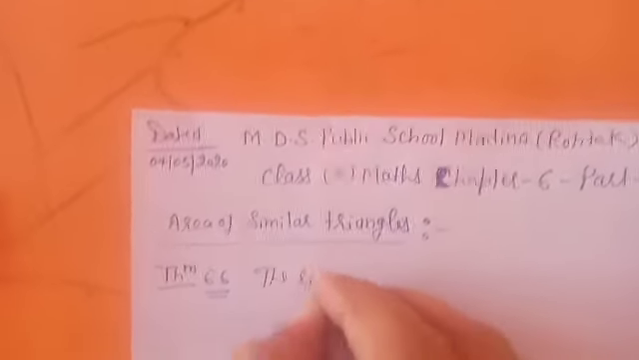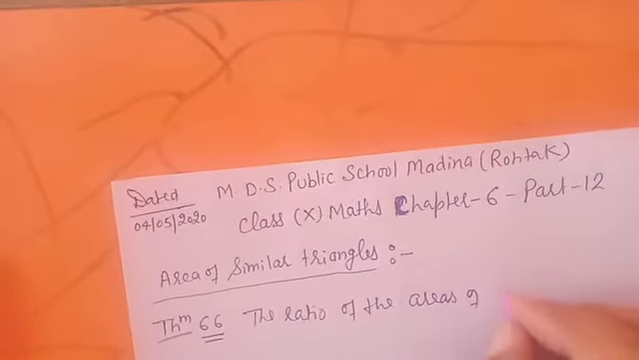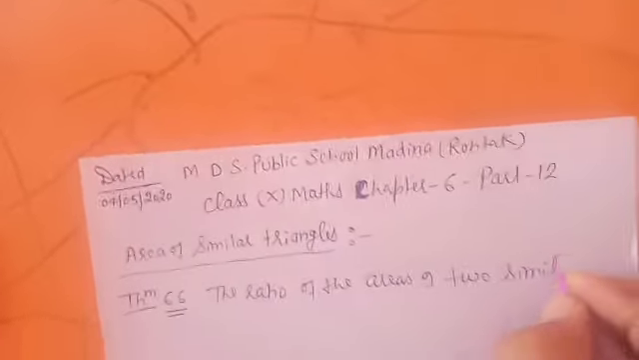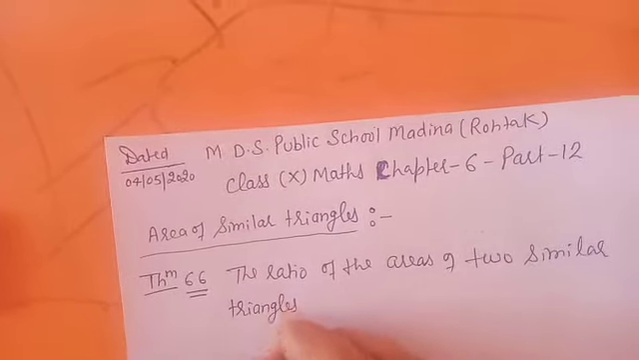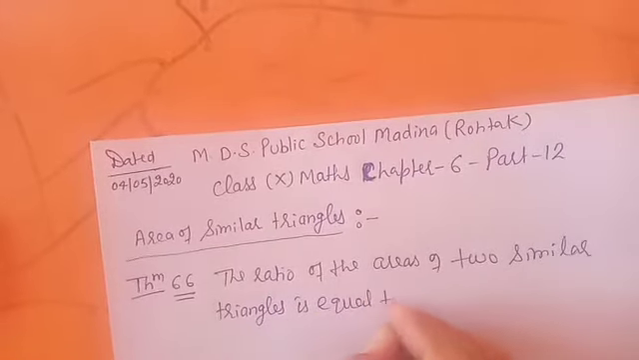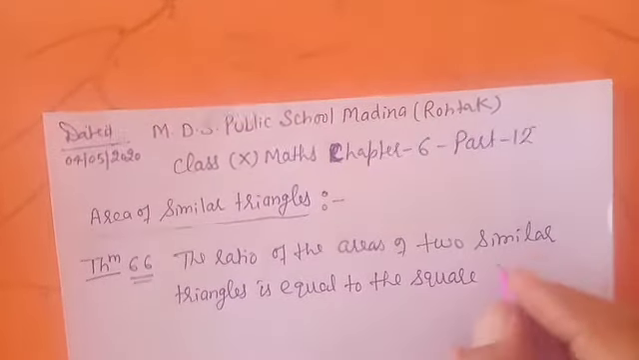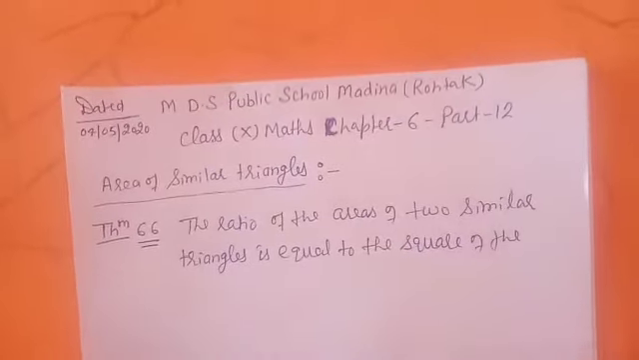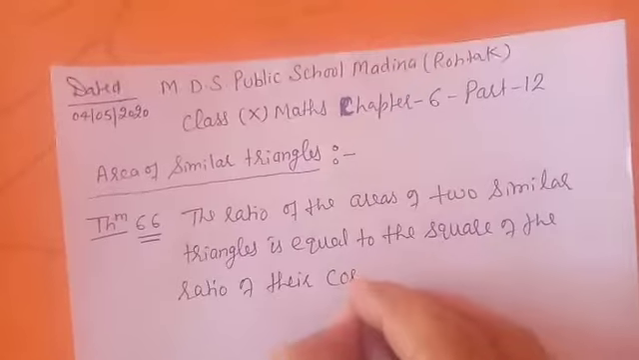The ratio of the areas of two similar triangles is equal to the square of the ratio of their corresponding sides.